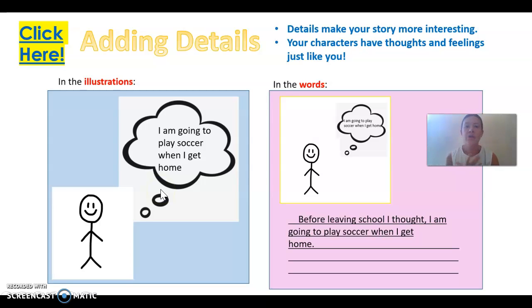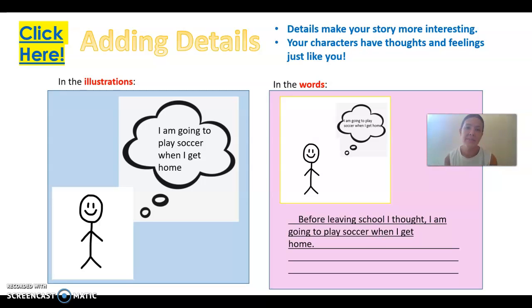But we can also tell what the character is thinking through our writing and our words. We have our illustration over here again, and it does show what the character is thinking, but we can also write about it. If I want to tell my reader in writing what my character is thinking, I'm going to say something like, before leaving school, I thought I'm going to play soccer when I get home. Exactly how you would tell your mom and dad that you're thinking something. I'm thinking that we should have macaroni and cheese for dinner, Mom. I'm thinking, or I'm wondering, what the weather is going to be like today.